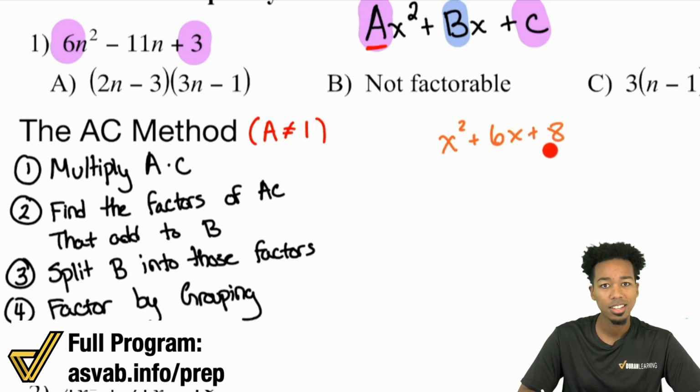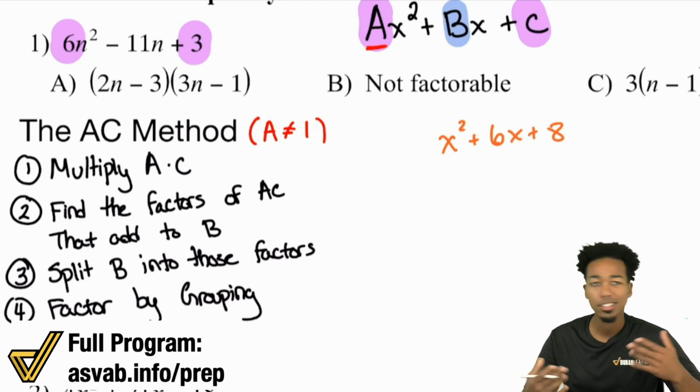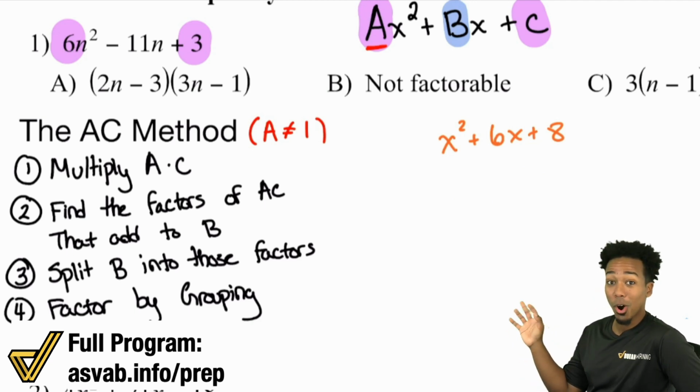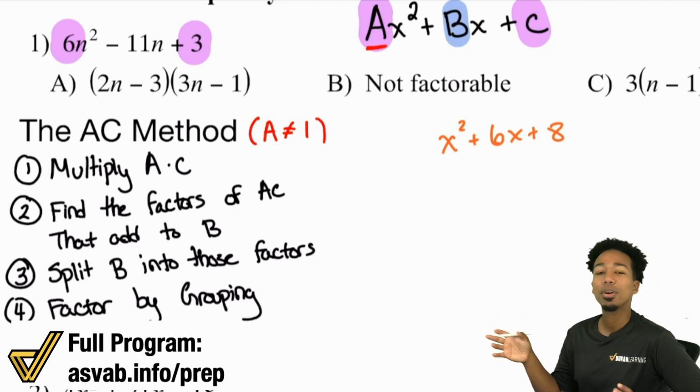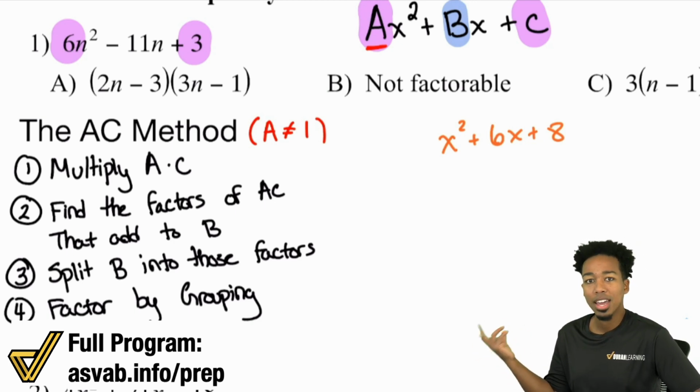C is 8. So 1 times 8 is still going to be 8. And the factors of 8: 1 and 8, 2 and 4. So again, you have actually already been doing the AC method, but it truly is applicable or really helpful when you do have A bigger than 1.